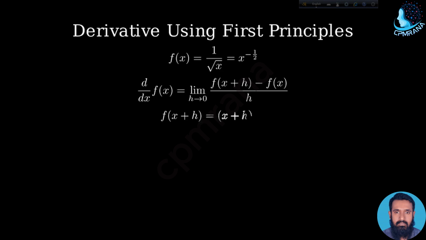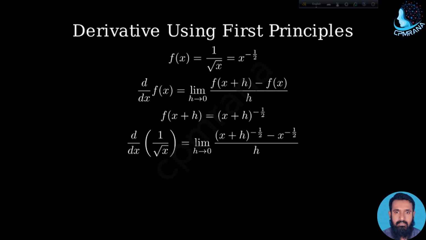First, let's find f of x plus h. When we replace x with x plus h in our original function, we get x plus h to the negative 1/2 power. Now, we can substitute these into our derivative formula. We get the limit as h approaches 0 of x plus h to the negative 1/2 minus x to the negative 1/2, all divided by h.